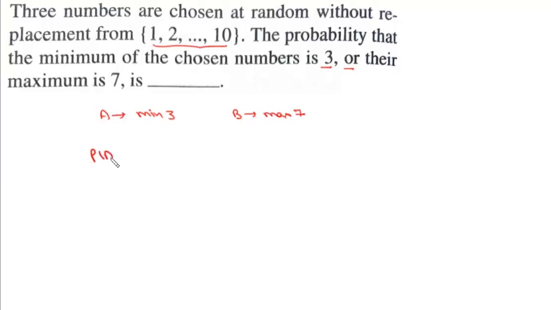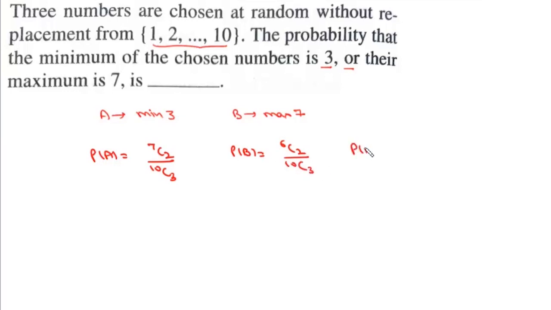Now probability of A, when the minimum is 3, so we have one number which is 3 and then we need to choose 2 numbers which are greater than 3, which can be done in 7C2 ways. So it will be 7C2 upon 10C3. Now probability of B, maximum is 7. So we need to choose 2 from 1 to 6. So it will be 6C2 upon 10C3.